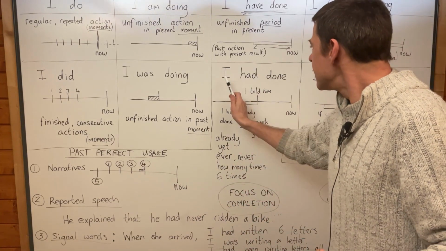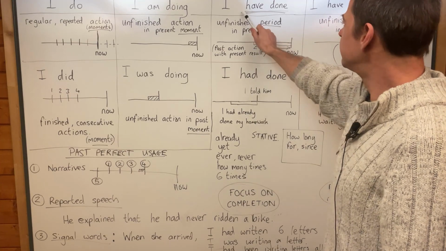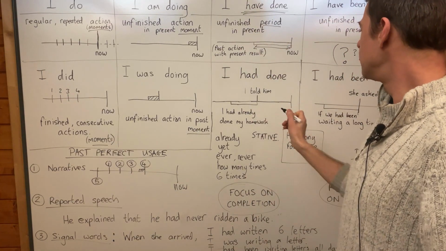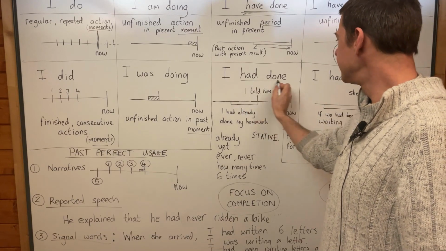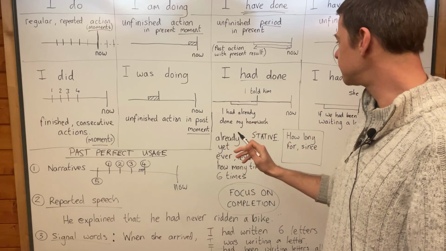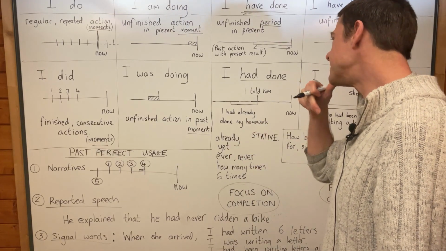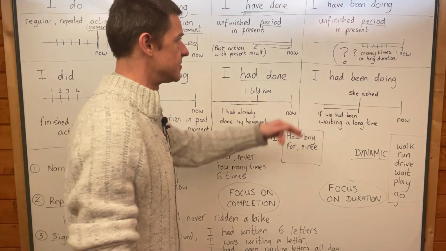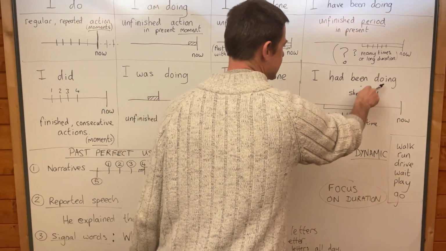Okay, so when do we use I had done? Well, we use I have done for unfinished period in the present. We use I had done for unfinished period in the past. Now, let me demonstrate what I mean. Let's demonstrate with this one, with the perfect continuous, which is had been doing.